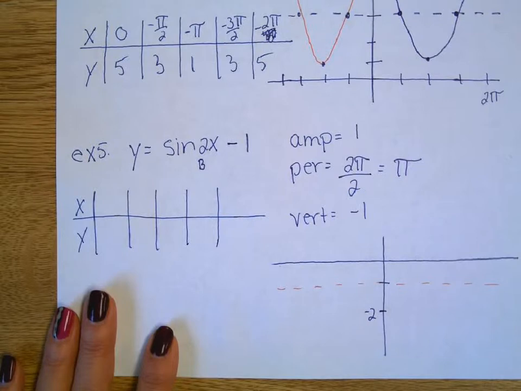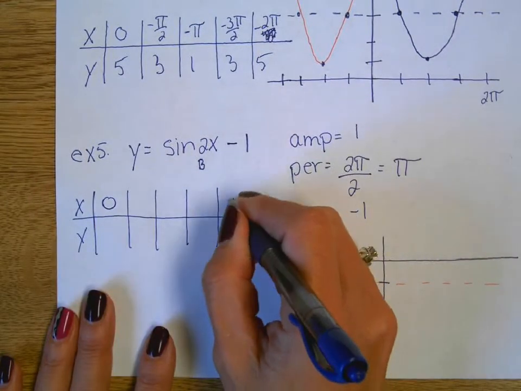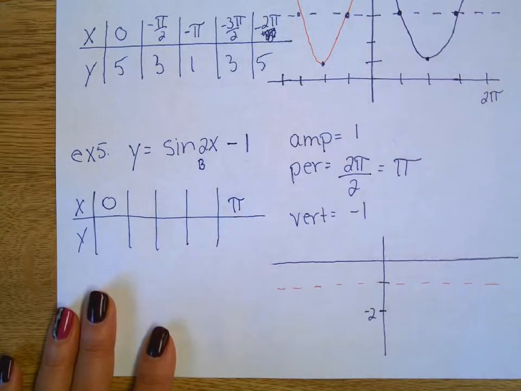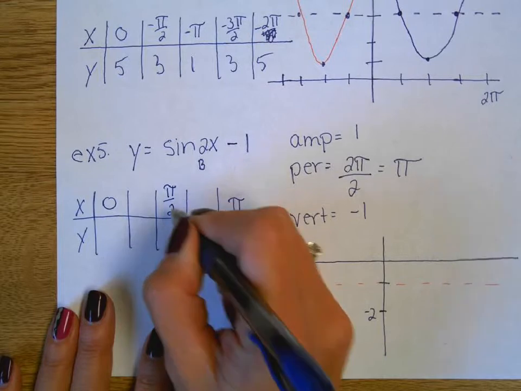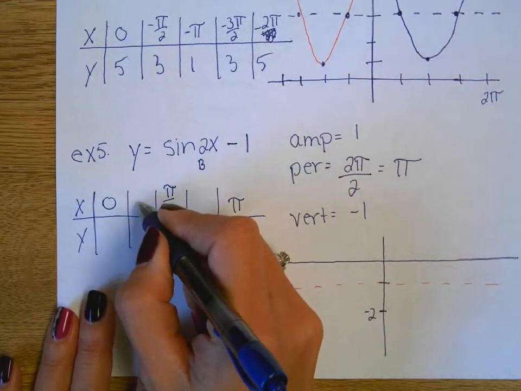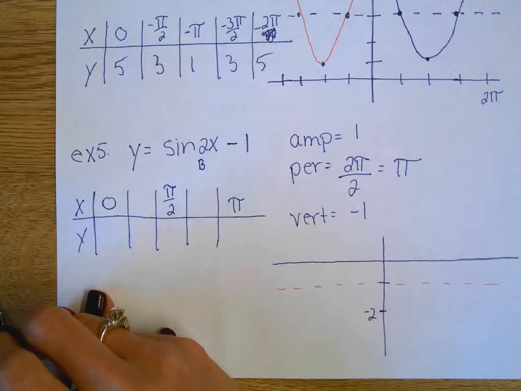Okay, x's. Where do I start my x's at? 0. It's going to finish at pi. You know the last one's going to have some ugly fractions in it. So we got pi over 2 in the middle. These are easy. What's in the second spot? Pi over 4. I'm assuming you can do these because these are easy numbers.